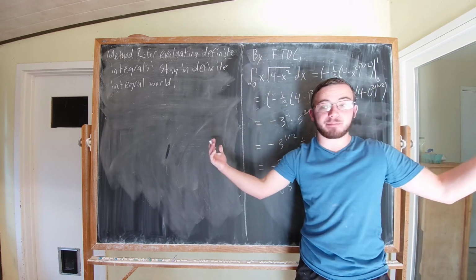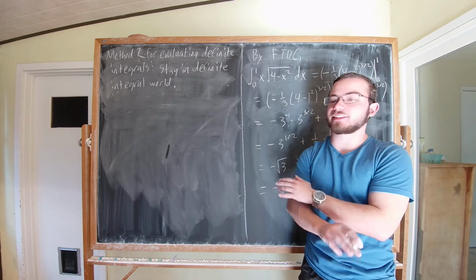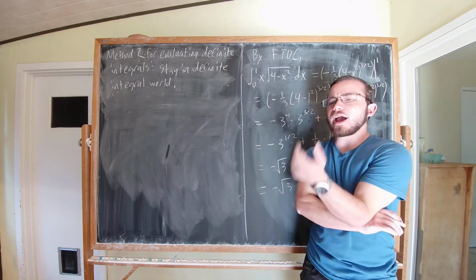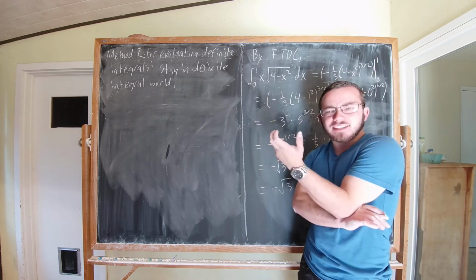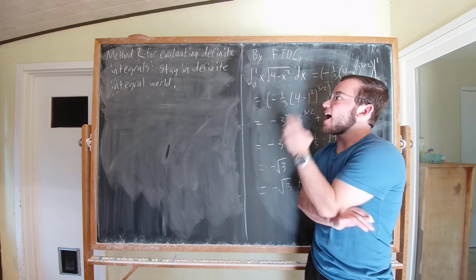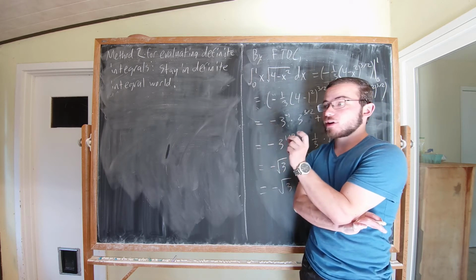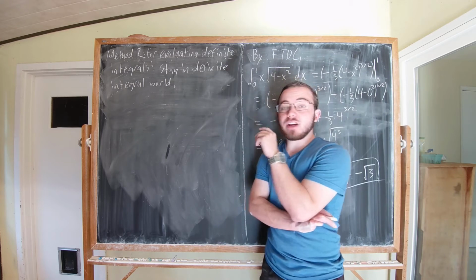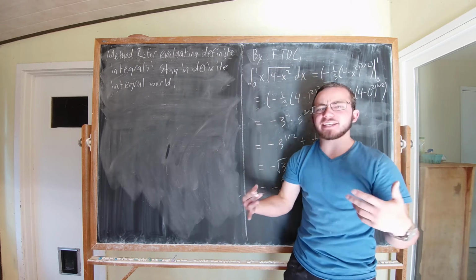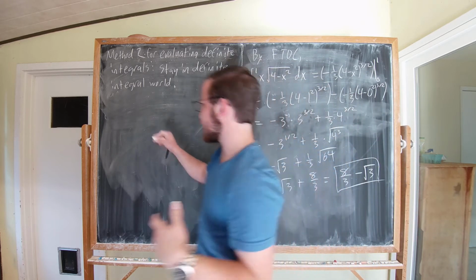We can just split up the integrals using the sum rule, everything like that. Everything works great. But what do we do if we need to use a U-sub to evaluate the integral, and we want to stay in definite integral world? So let's geometrically see what is happening with a U-substitution in definite integral world.